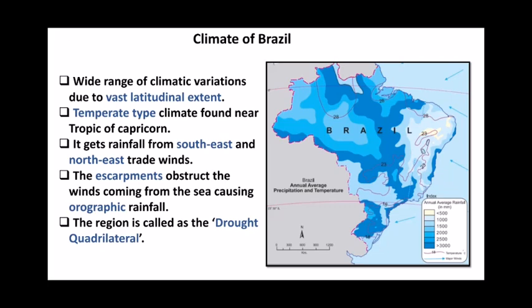So, this region is called the rain shadow region. Why? Because the rain does not reach that area. That is why this region is named the drought quadrilateral.